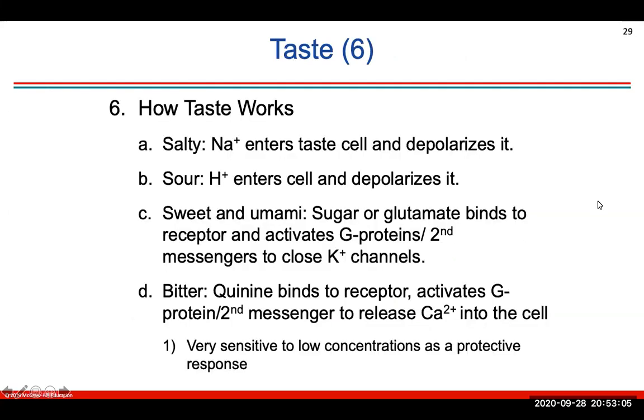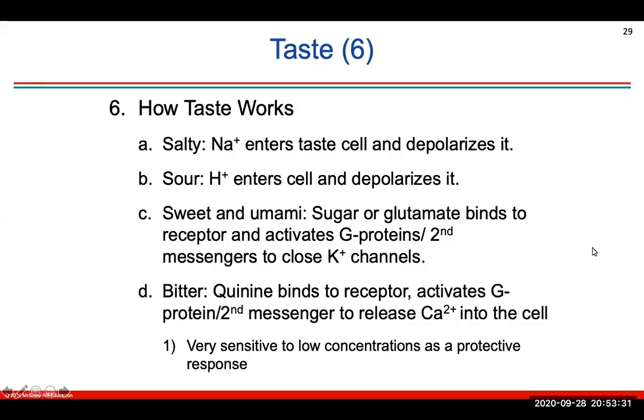So how exactly does taste work? Salty: sodium will enter the taste cell and depolarize it. Sour: hydrogen ions will enter the cell and depolarize it. With sweet and umami, sugar or glutamate will bind to a receptor and activate a G protein and use the second messenger system. Bitter: quinine will bind to the receptor and activate the G protein second messenger system.